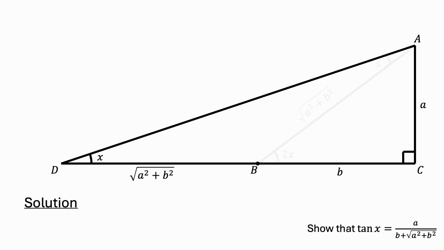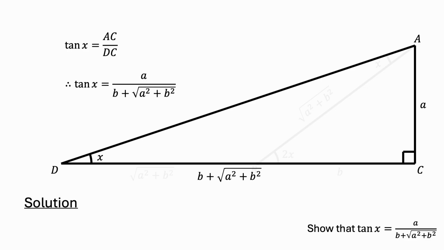Next, consider triangle ADC. DC equals B plus square root A squared plus B squared. Since the triangle is right angled, tangent x equals AC over DC. Therefore, tangent x equals A over B plus square root A squared plus B squared, completing the proof.